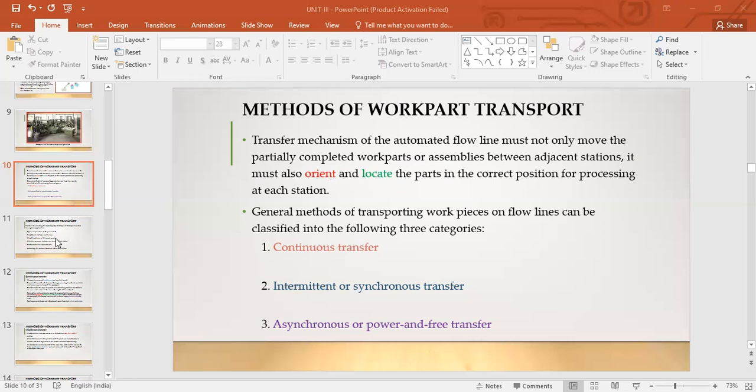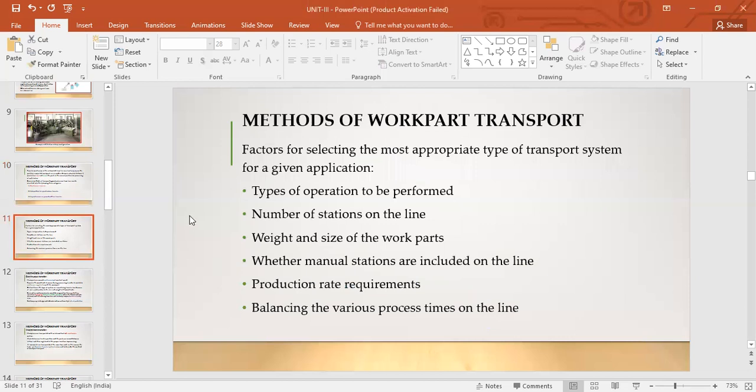So we'll see why they are classifying it, and also the factors for selecting which type of transport system we should use for a particular processing operation, or for a particular product. Let's say that we want to make a product, what type of system should we choose? Different factors we have, such as the type of operation to be performed. What is the type of operation?